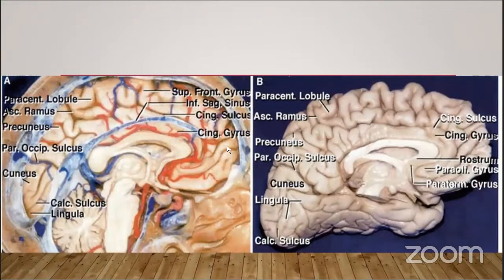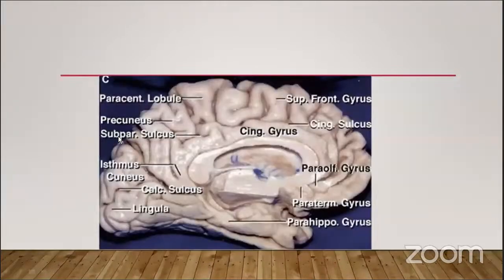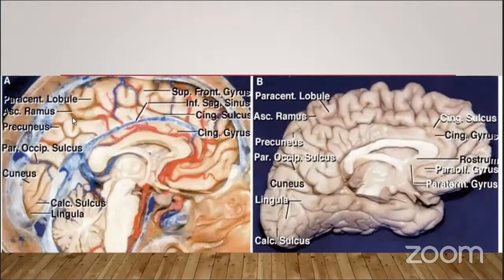Okay. So in this diagram, we go into a little bit of detail regarding the various gyri and sulci on the medial surface. You can see that this cingulate sulcus separates the superior frontal gyrus from the cingulate gyrus, and it runs posteriorly and then turns upward. This upward continuation of the cingulate sulcus is known as the ascending marginal ramus. This is also important from a radiological point of view. We'll be discussing it later. This ascending marginal ramus is also known as the pars marginalis.